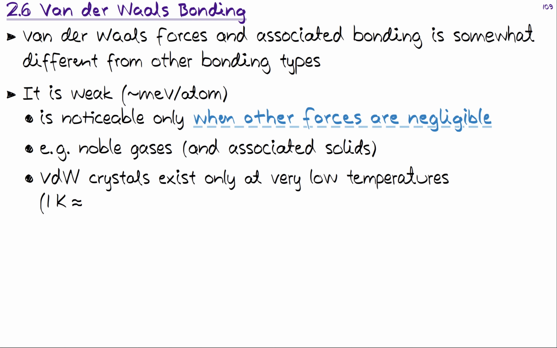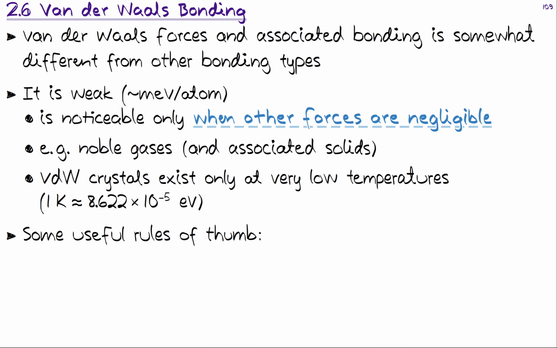If we recall that a temperature of 1 Kelvin corresponds to roughly 8.6 times 10 to the power of minus 5 electron volts, we see that bonding strengths of a few milli-electron volts necessitate that we must be at the lowest of possible temperatures, really cryogenic temperatures, a few kelvins. Let's go through some useful rules of thumb. I think a physicist should remember them. They are very useful at times, and they provide very useful intuition. So I recommend memorizing these things.